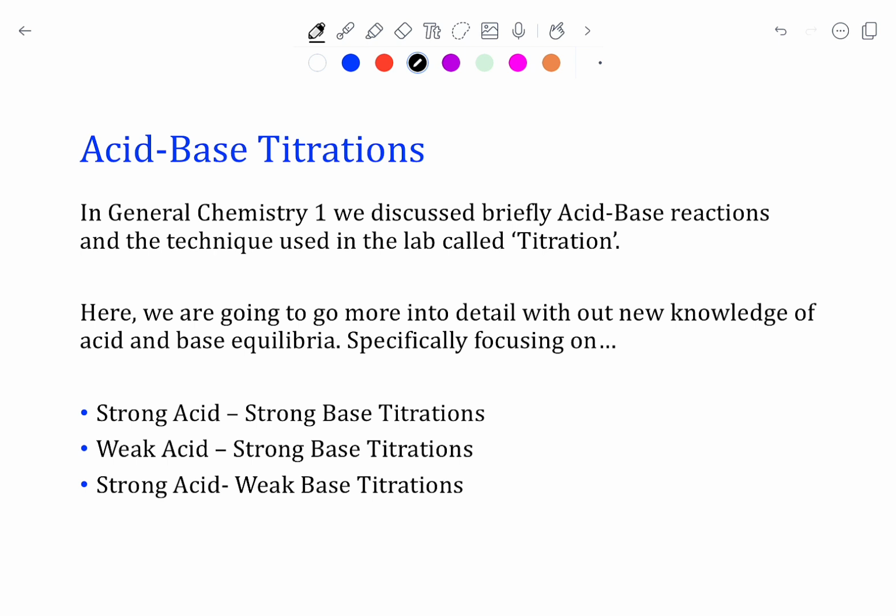In General Chemistry 1, we discussed briefly acid-base reactions, and we also discussed the technique used in the lab called titration. If you've taken the General Chemistry 1 or General Chemistry 2 lab, you are familiar with the technique of titrations. So here we're going to go into more detail about titrations with our new knowledge of acid-base equilibria. Specifically, we will be focusing on strong acid, strong base titrations, weak acid, strong base titrations, and strong acid, weak base titrations.